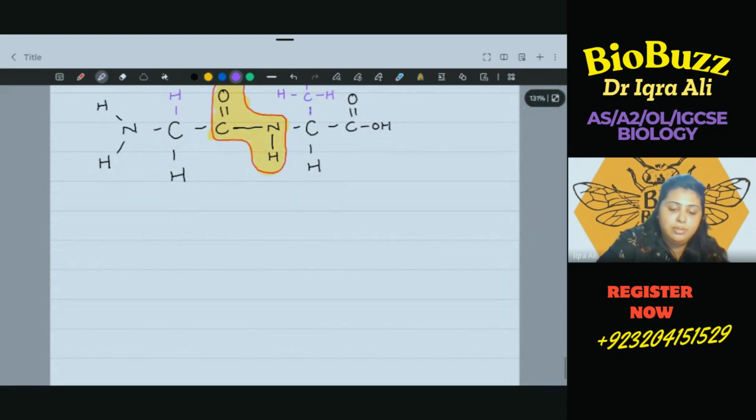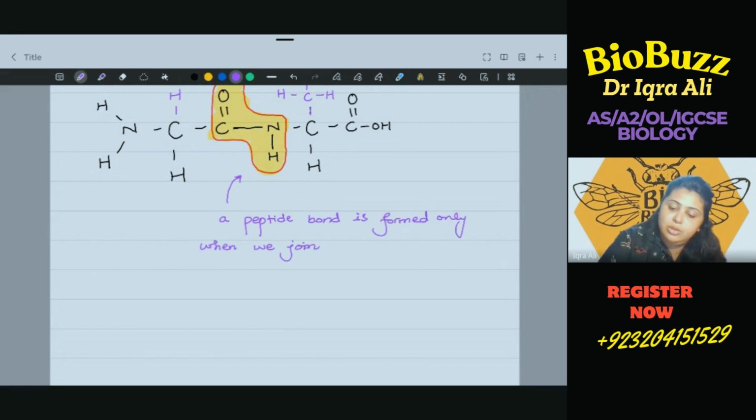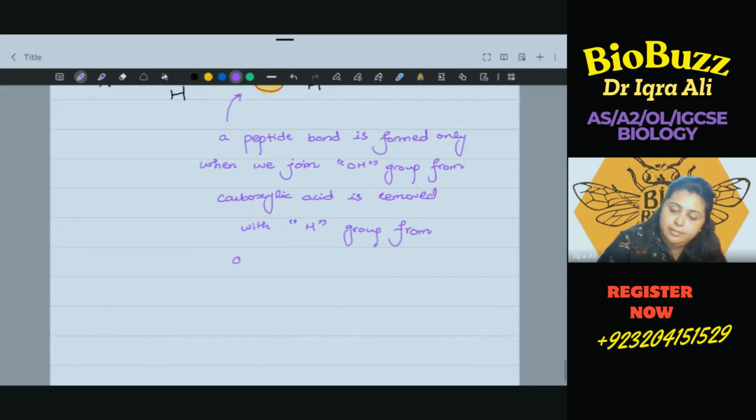So we can conclude from this that a peptide bond is formed only when we join the OH group from the carboxylic acid, which is removed, with the hydrogen from the amino group. So only then can we form a peptide bond.